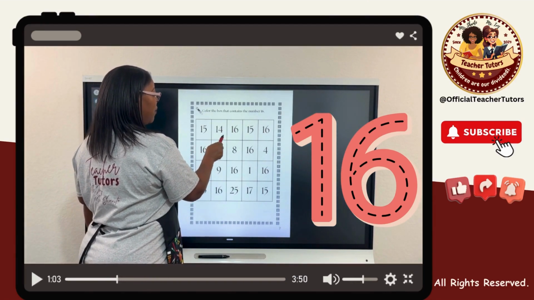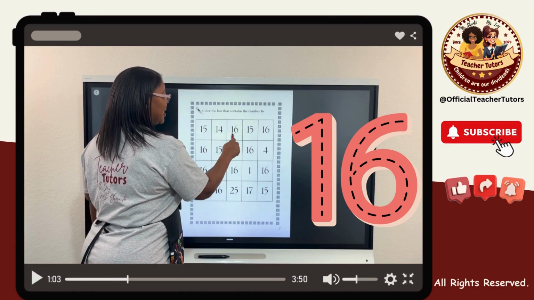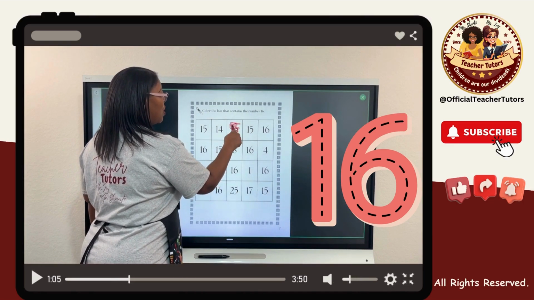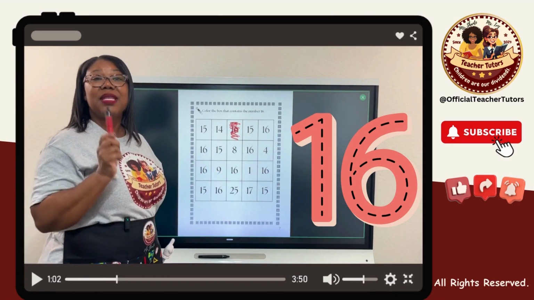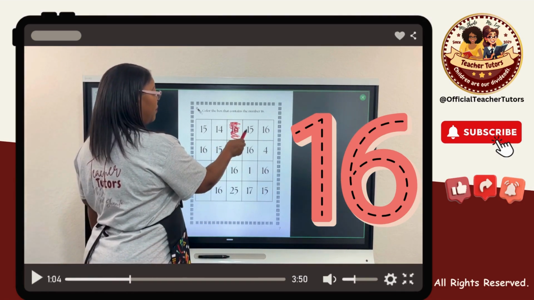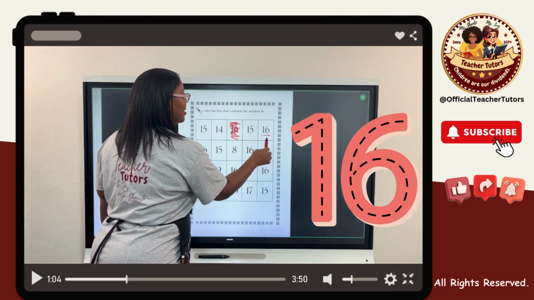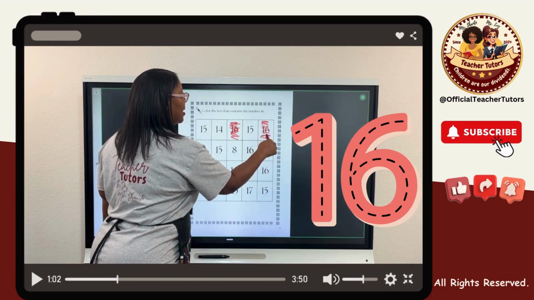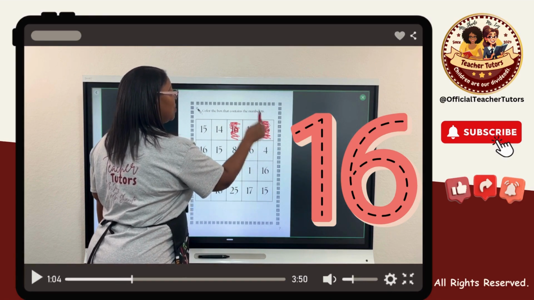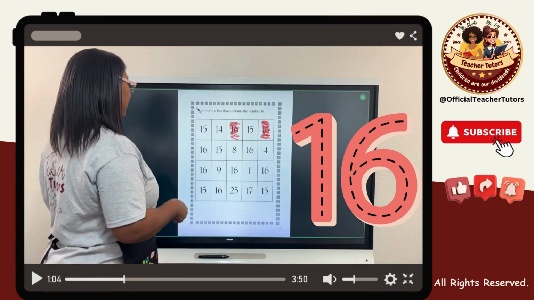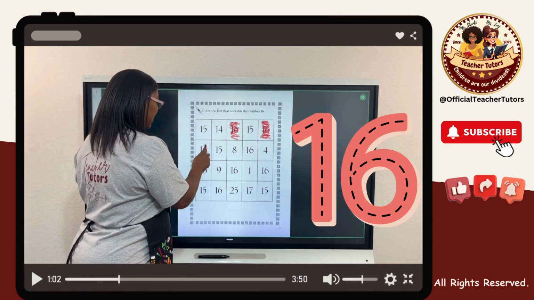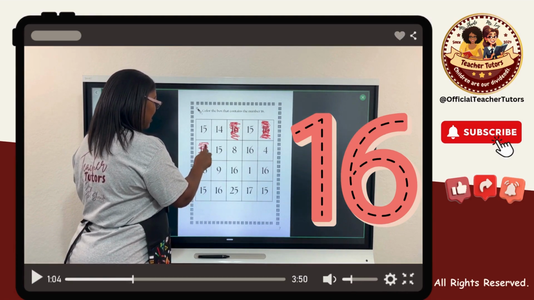15, 14, 16. We got that 1 and that 6 together. That makes 16. All right, 15, 16. Go ahead and color it in. You can color it all the way in if you want. All right. Ooh, another 16. Let's color.